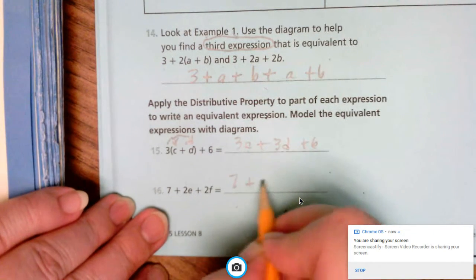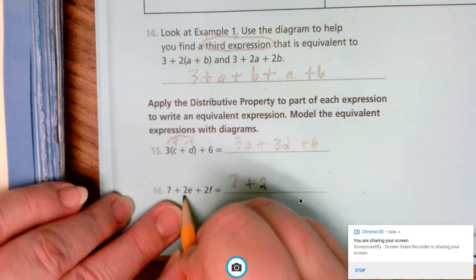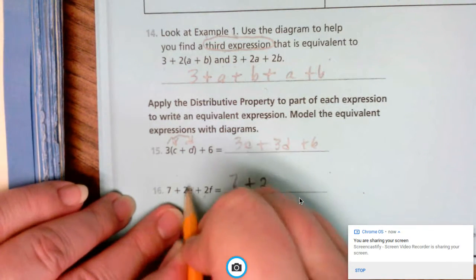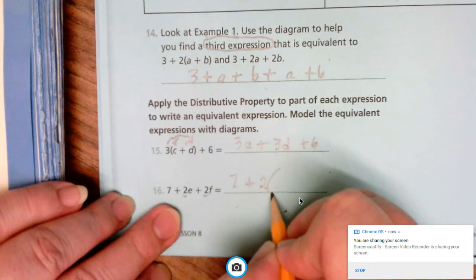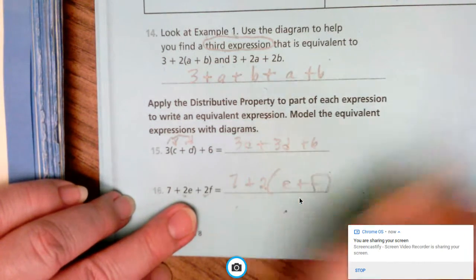Here we have a 7 plus 2. Now, 2 is being used twice here, so we're going to multiply it by a plus f.